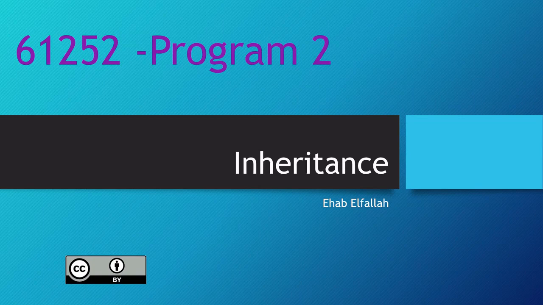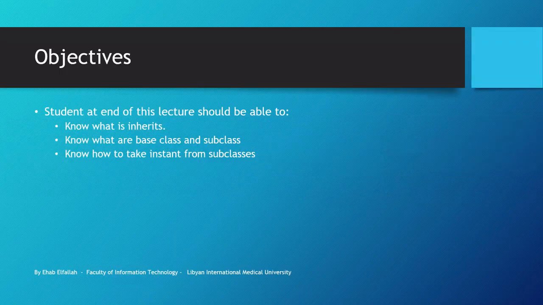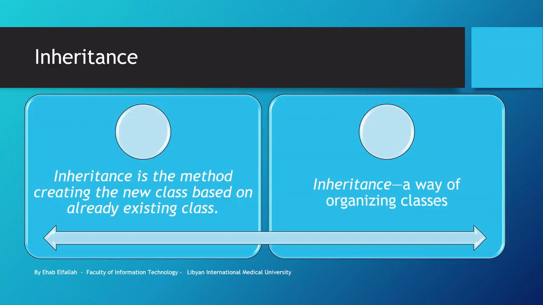Today we'll talk about inheritance. These are the objectives of this lecture. Inheritance is the method of creating a new class based on an already existing class. It's a way of organizing classes. Inheritance is considered one of the most important features of OOP.